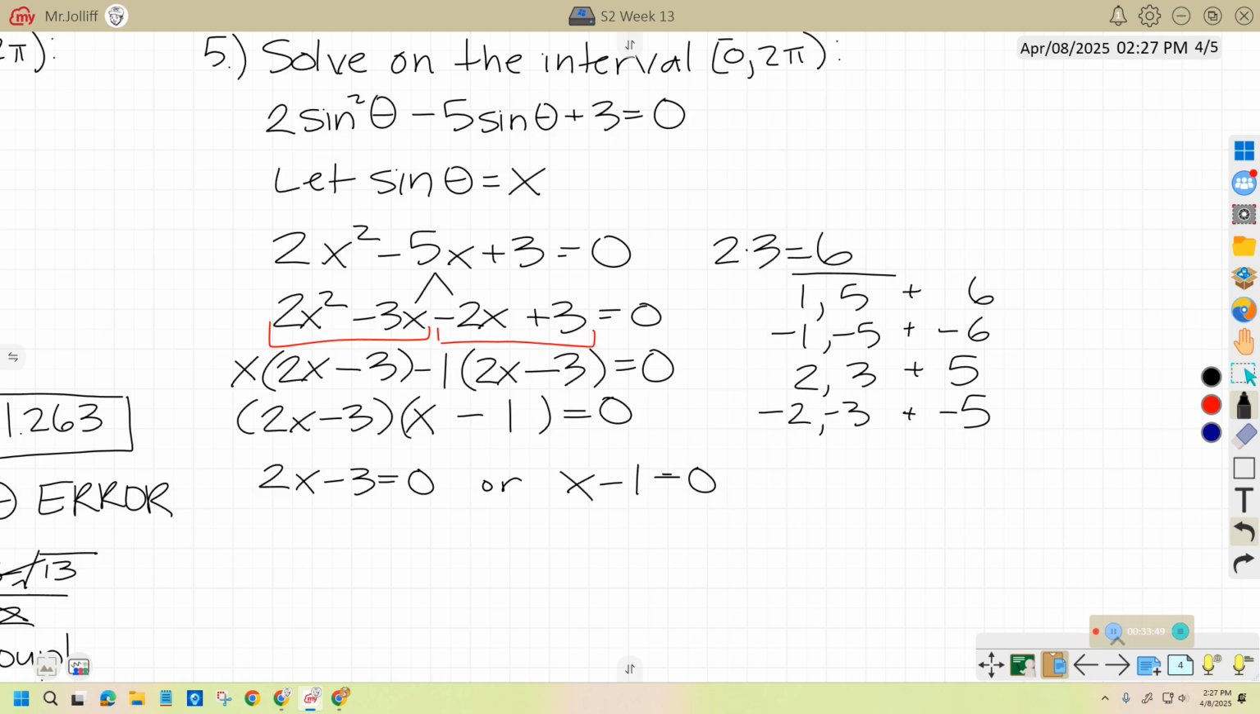2x minus 3 equals 0. I'm going to add 3 to both sides. I'm going to divide by 2. And I'm pretty sure that gives me x is 3 halves. I don't hear any argument. The other equation, I'm going to add 1 to both sides. I get x equals 1.